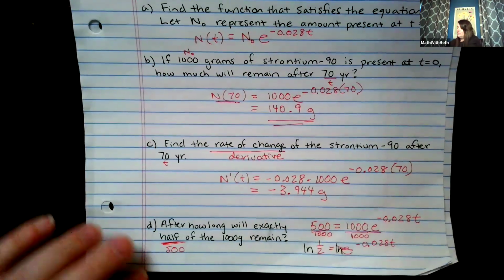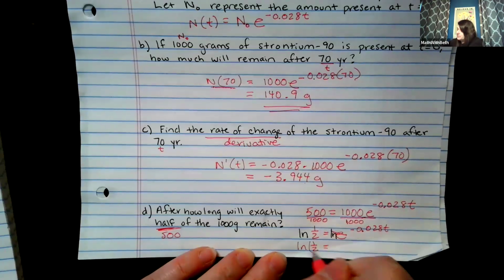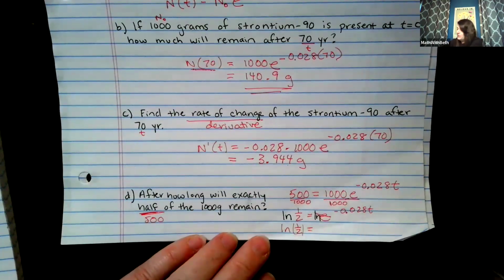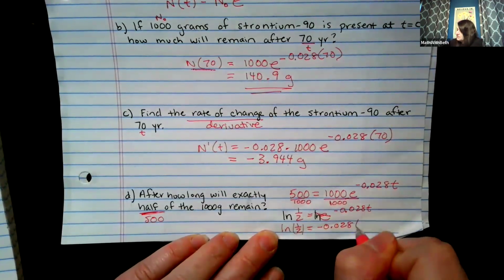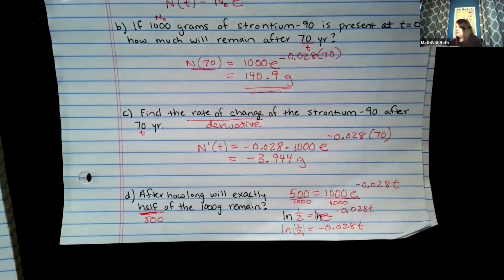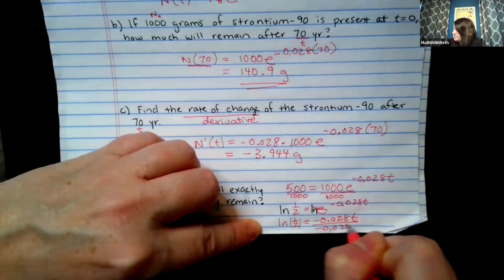That wipes out the e. So ln 1/2, which is just a number, but it's probably not a nice one. So I'm just going to leave it ln 1/2 for right now, equals this. And so the last step would just be to divide by the negative 0.028.